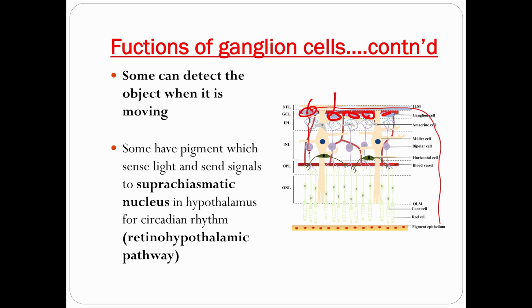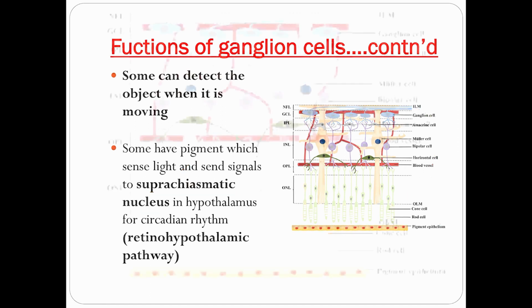For example, some of them will leave and form the optic fibers, the optic nerve, and they will go not to the thalamus but to the hypothalamus, in a nucleus called the suprachiasmatic nucleus, which lies in the hypothalamus close to the chiasma. This nucleus controls the hormone system according to light, according to the day and night rhythm, that is called the circadian rhythm, and that pathway is called the retino-hypothalamic pathway. Some of the ganglion cells are like this also.